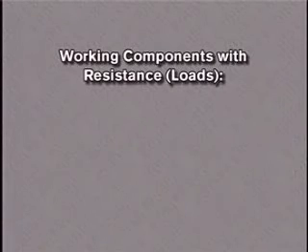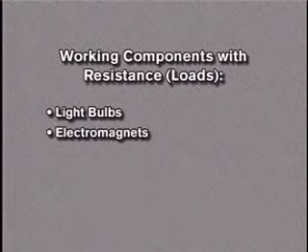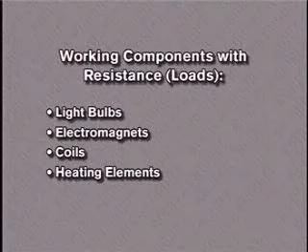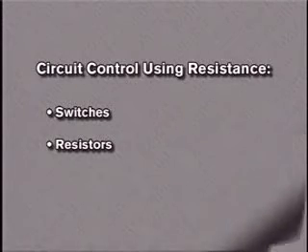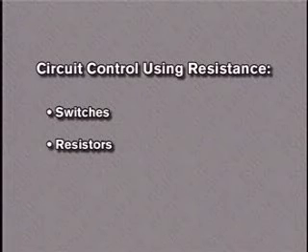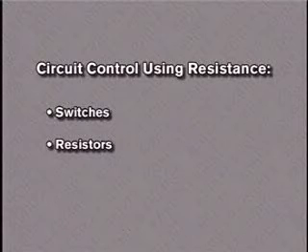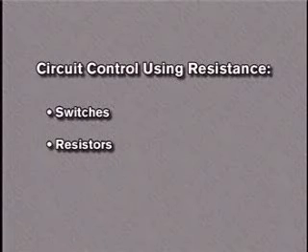Components in a circuit which do work have resistance. Examples are light bulbs, electromagnets, coils, and heating elements. The resistance imposed by a working component is referred to as a load. Other components such as switches and resistors use resistance to control the circuit. These are examples of conditions where resistance is desirable and put to use.